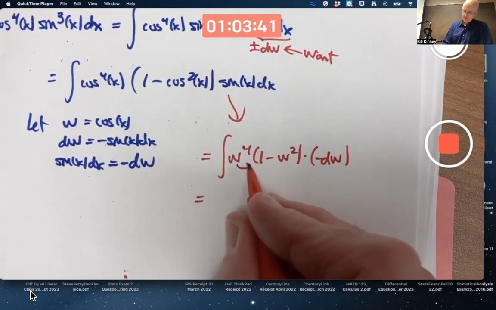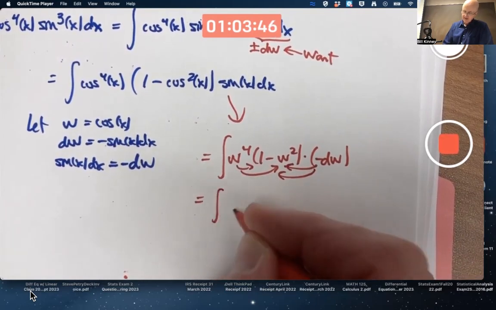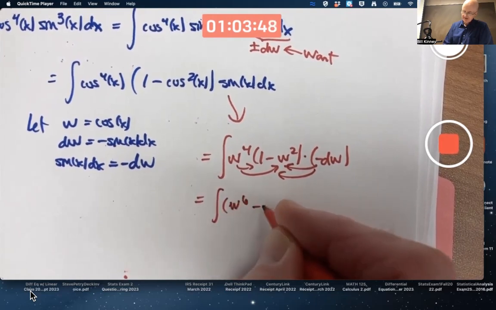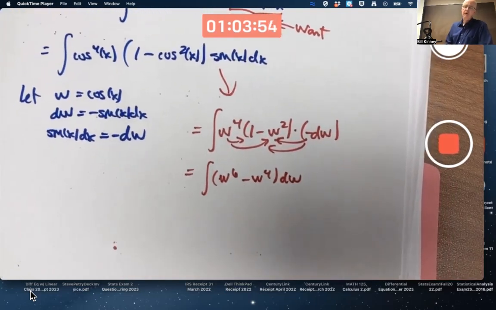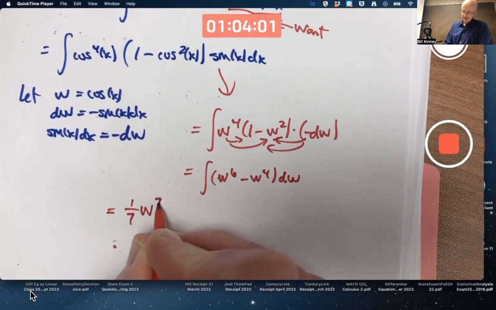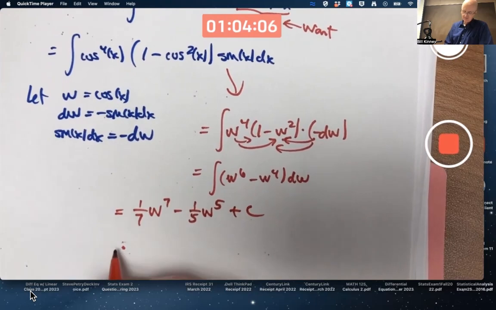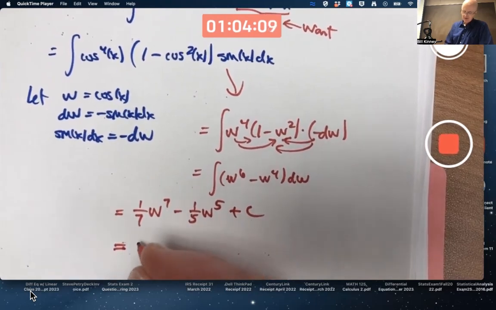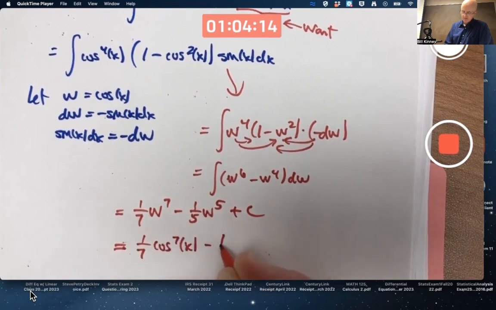You can bring the w to the fourth through the parentheses. You can also bring the negative sign through the parentheses and ultimately integrate w to the sixth minus w to the fourth. I did two things there. I multiplied the w to the fourth through and also the negative sign through, so I switched the order. So I get 1/7 w to the seventh minus 1/5 w to the fifth plus c, but that's not the final answer. I need to replace w with cosine of x. 1/7 cos to the seventh x minus 1/5 cos to the fifth x plus c.